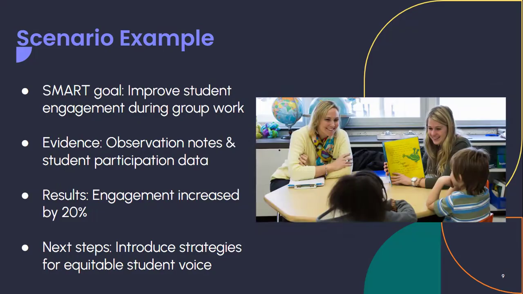So let's look at this example of a potential scenario that we could have when we're in the evaluation mode. The SMART goal focused on engagement during group work. Data showed a 20% increase in participation. This is progress, but next steps might include strategies to ensure all students have an equitable voice. This shows how evaluation leads to continuous improvement.